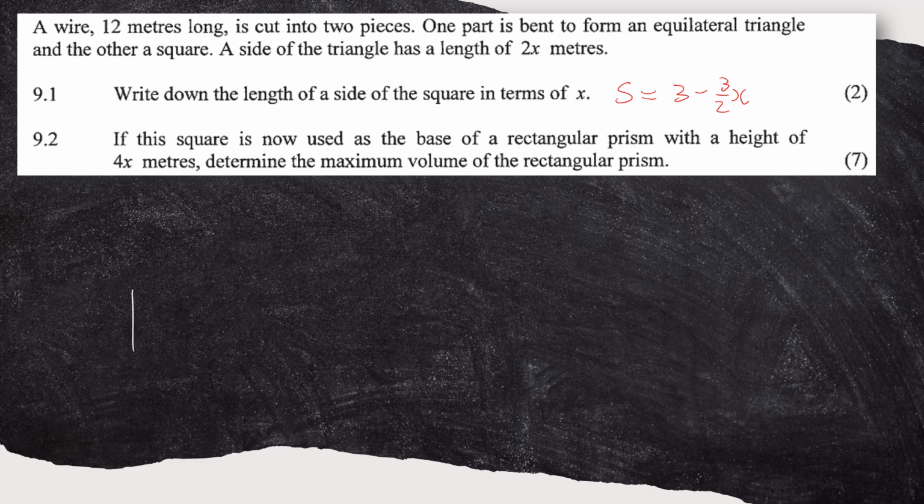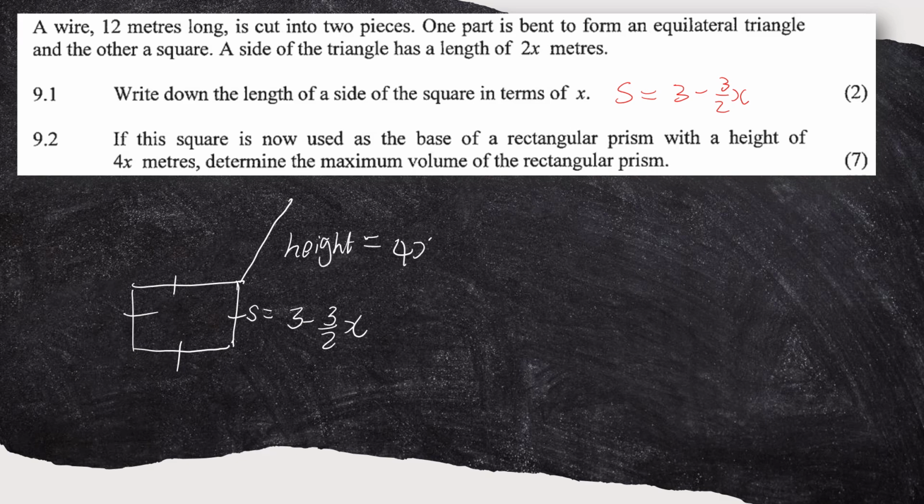It's a square. Okay, so obviously we have indicated that the side of this square is 3 minus 3 over 2x, right? Because all sides are equal in a square. So that's the expression of the side of a square. We do know that the height, right? Let's say this is the height. It is given as what?